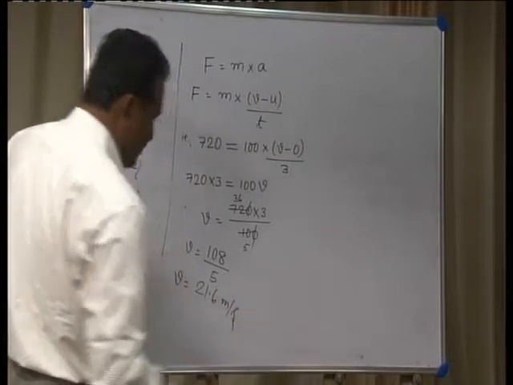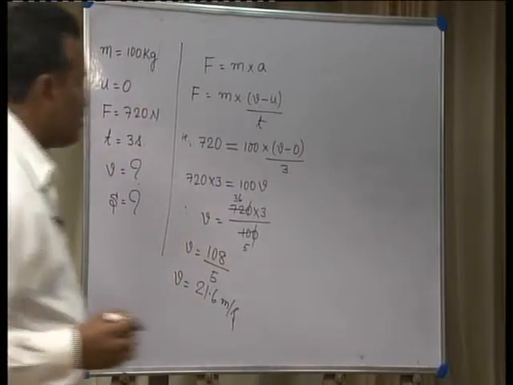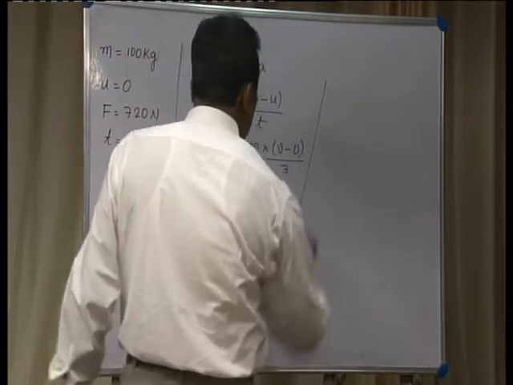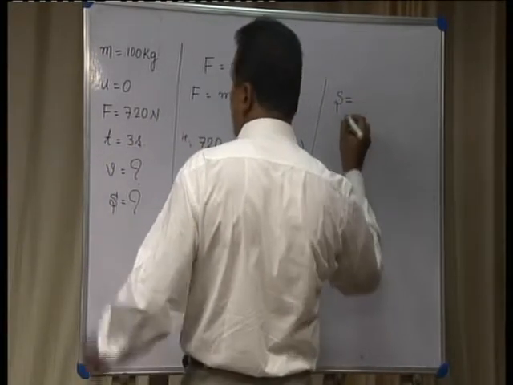So v is equal to 21.6 meter per second, the velocity of a body whose mass is 100 kg when a force of 720 Newton acts on it for a span of 3 seconds. Then the remaining part of the problem is, under this circumstance, what is the distance travelled by the body?